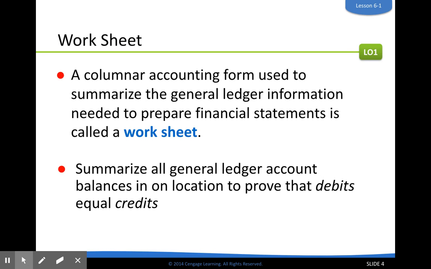So we posted from the journal into the general ledger in order to have all our individual accounts summarized. Now we're taking all of those account balances and putting them into one form. And this is also a good way for us to prove that all our debits and all our credits equal for all of the accounts that we have.